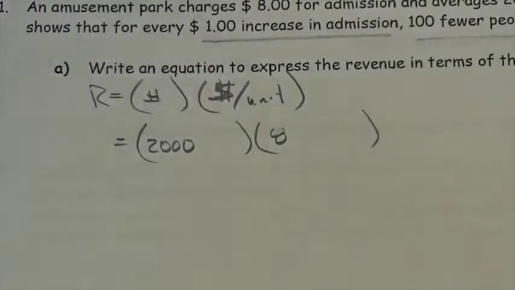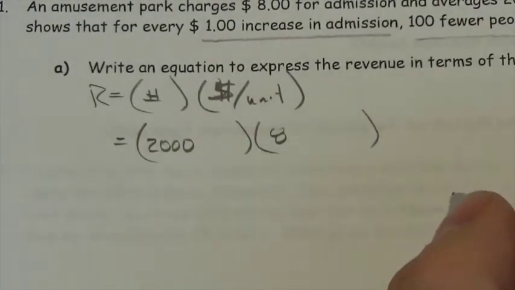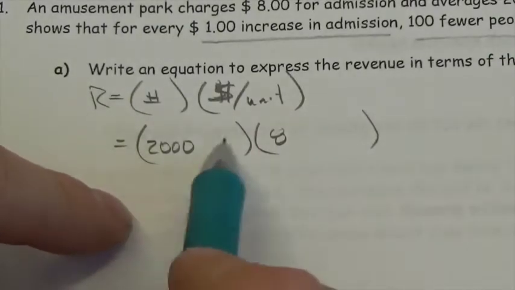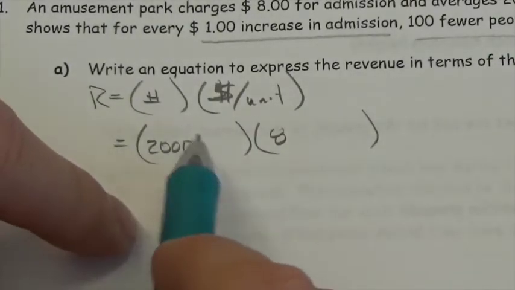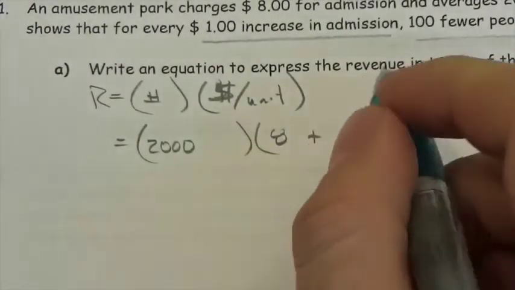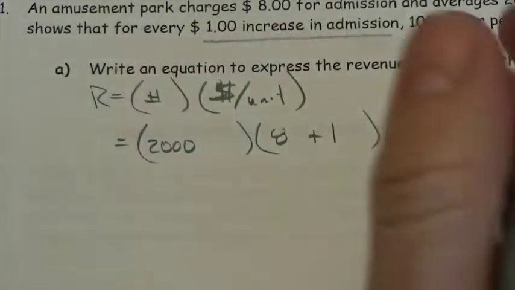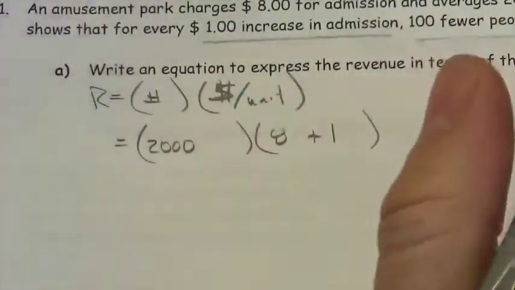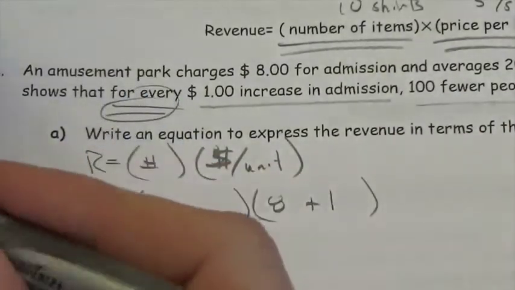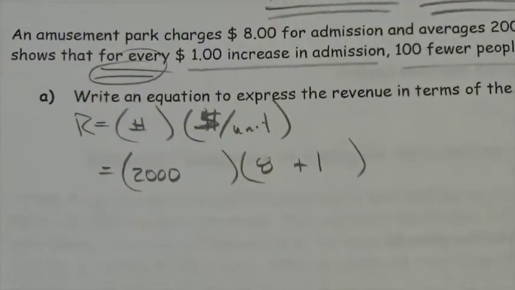But they're going to change something here. A survey shows that for every $1 they add to admission. Now, where's the admission price? Is it here, with the 2,000? Well, no, this is people. This is money. So I'm going to add $1, and every time I do that, and that's the trick here, for every time you do this, in other words, I don't know how many times I'm going to add $1.